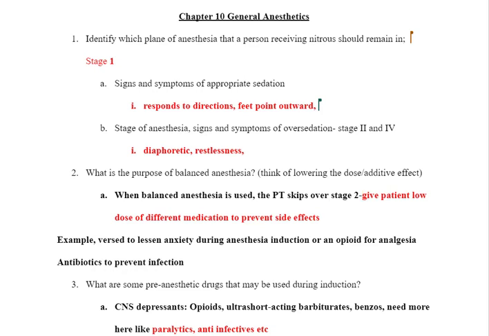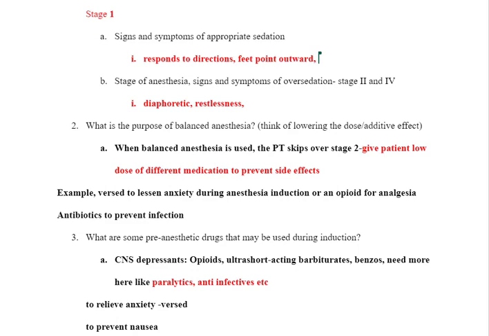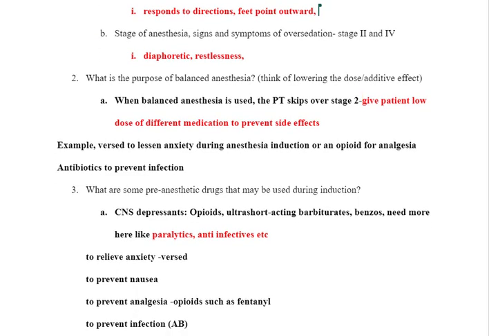Example: Versed to lessen anxiety, opioid for analgesia, antibiotics. That comes later on, this answer. Pre-anesthetics: opioids, ultra short acting barbiturates, benzos. To relieve anxiety, Versed. They usually give you Versed for the amnesia properties of it, but it also is an anxiolytic. They may give you an antiemetic, which would prevent nausea.